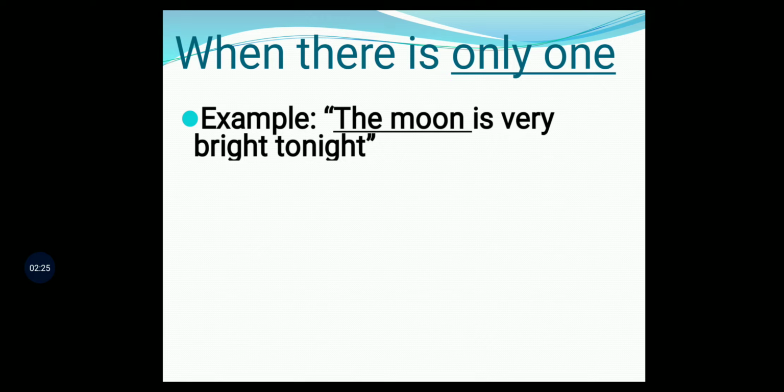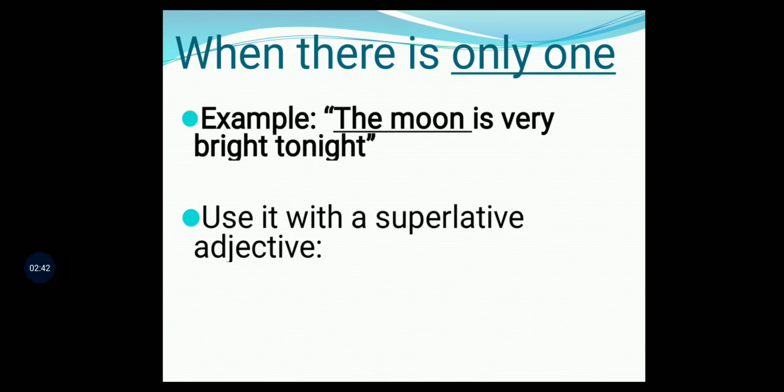So the first case that we'll discuss here is when there is only one. What, only one? Well, let's look at it with an example here. The moon is very bright tonight. So we all know that we are talking about one particular, unique, specific moon that we all see. So it is only one thing that exists. Therefore, we say the moon.